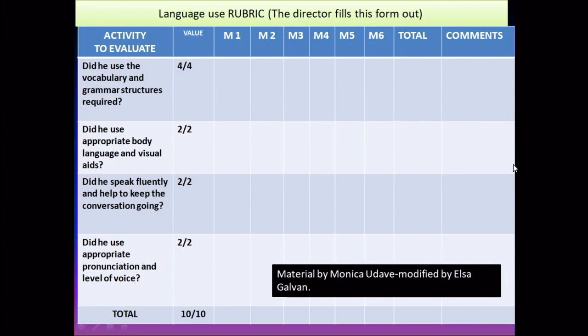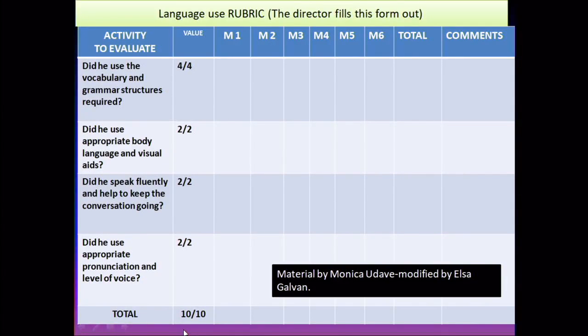The director is going to fill this page after the presentation, and he's going to check, for example, did he use the vocabulary and grammar structures required? And he's going to give the person 4 points. And so on. You have them in your worksheet.